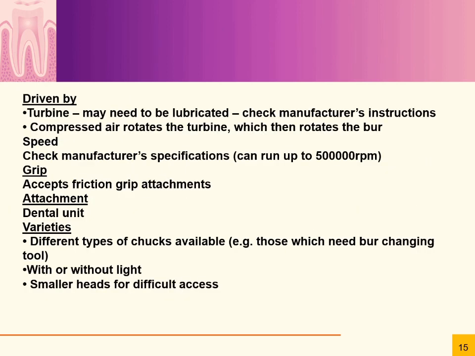High speeds create heat and friction. Handpiece must be run with water to cool the tooth to prevent pulpal damage. High speed saves treatment time and reduces vibration. Driven by turbine, may need to be lubricated. Check manufacturer's instructions: compressed air rotates the turbine, which then rotates the bur. Speed: manufacturers specify they can run up to 500,000 revolutions per minute.